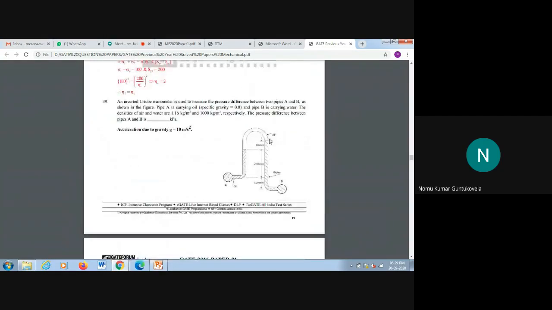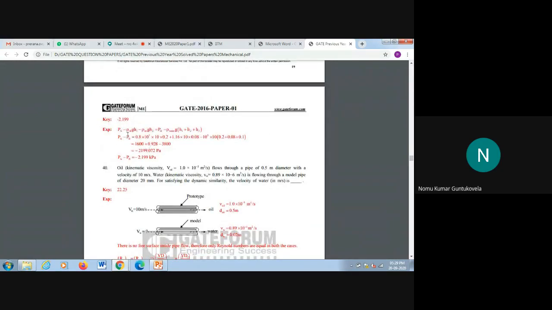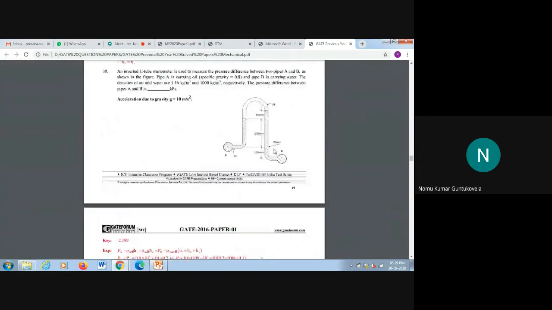See here, PA minus, we have two fluids up to here, that is oil and mercury, and here we have a single fluid. So PA minus rho gh1 minus rho gh2 equals PB minus rho gh. Here the h is nothing but h1, h2 and h3, because here we are considering this one as h1.